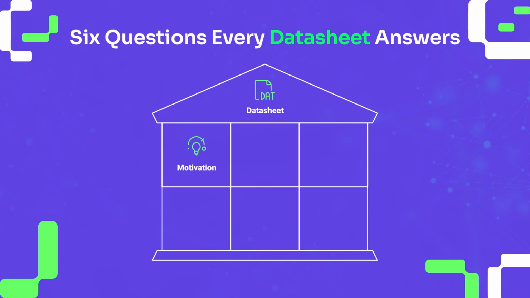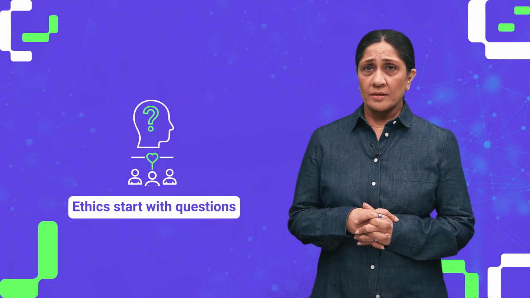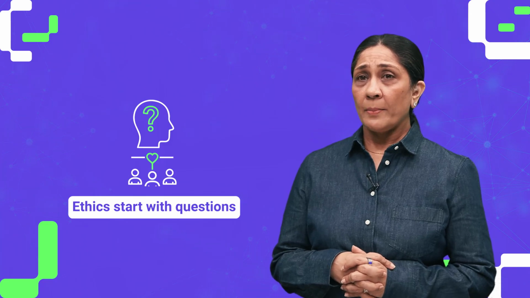Number 1. Motivation. Why was this dataset created? Number 2. Composition. What's inside it? Number 3. Collection. How was the data gathered and with whose consent? Number 4. Processing. Was it cleaned, filtered, or labeled? Number 5. Uses and limitations. When is it safe or risky to use? And number 6. Maintenance. Who updates it or deletes it? Each question forces AI creators to slow down and think ethically, not just about performance, but about people.